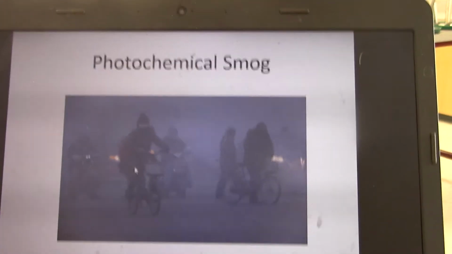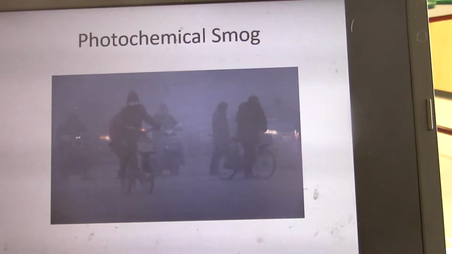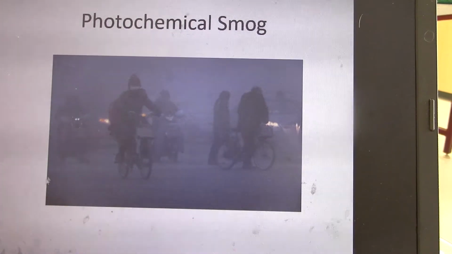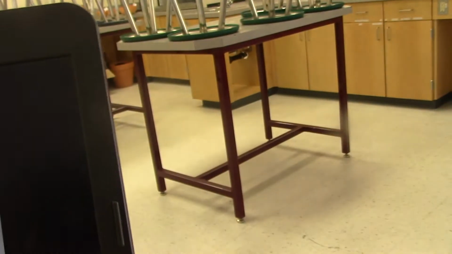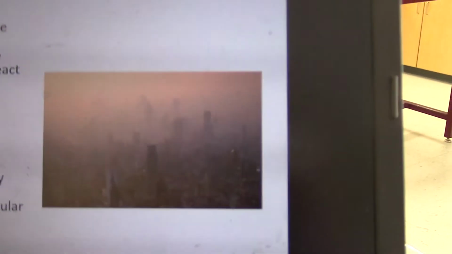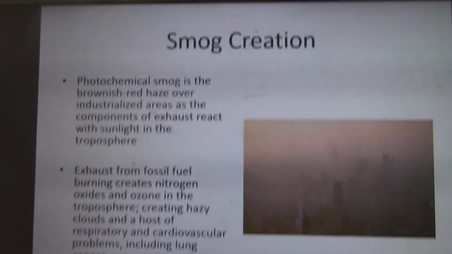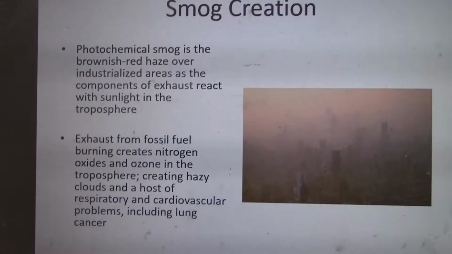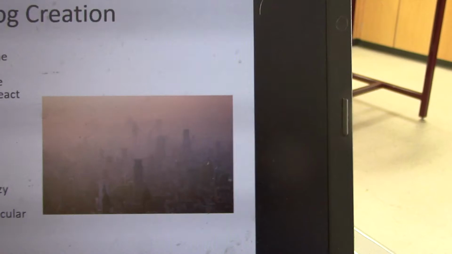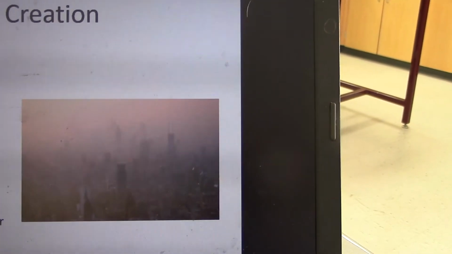So this is smog, and it's a huge health problem. So, right, you can see this is, what city is this? This is Kuala Lumpur in Southeast Asia, and you can see the air quality. That orange haze actually comes from sunlight reacting with nitrogen oxides in the atmosphere. So photochemical smog is the brownish red haze. Exhaust from fossil fuels creates the nitrogen. And then this actually creates another ozone layer right close to the surface of the Earth.